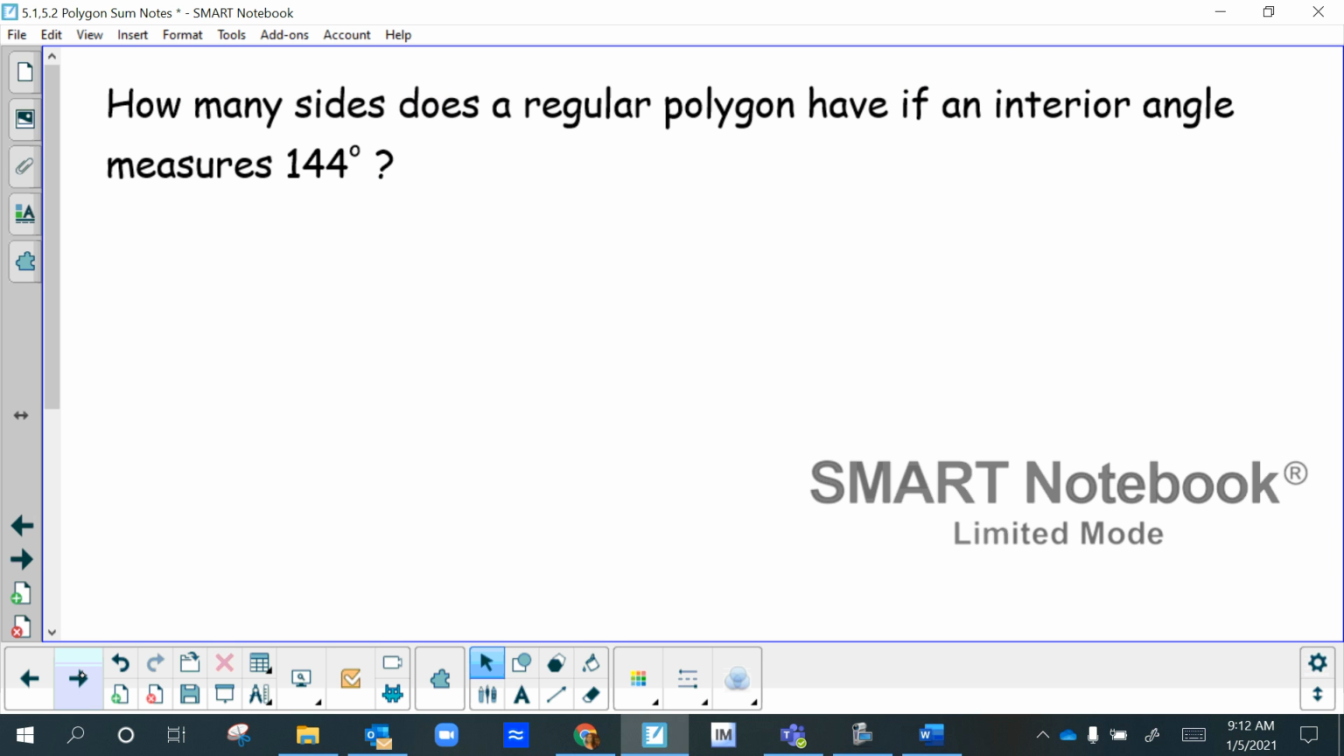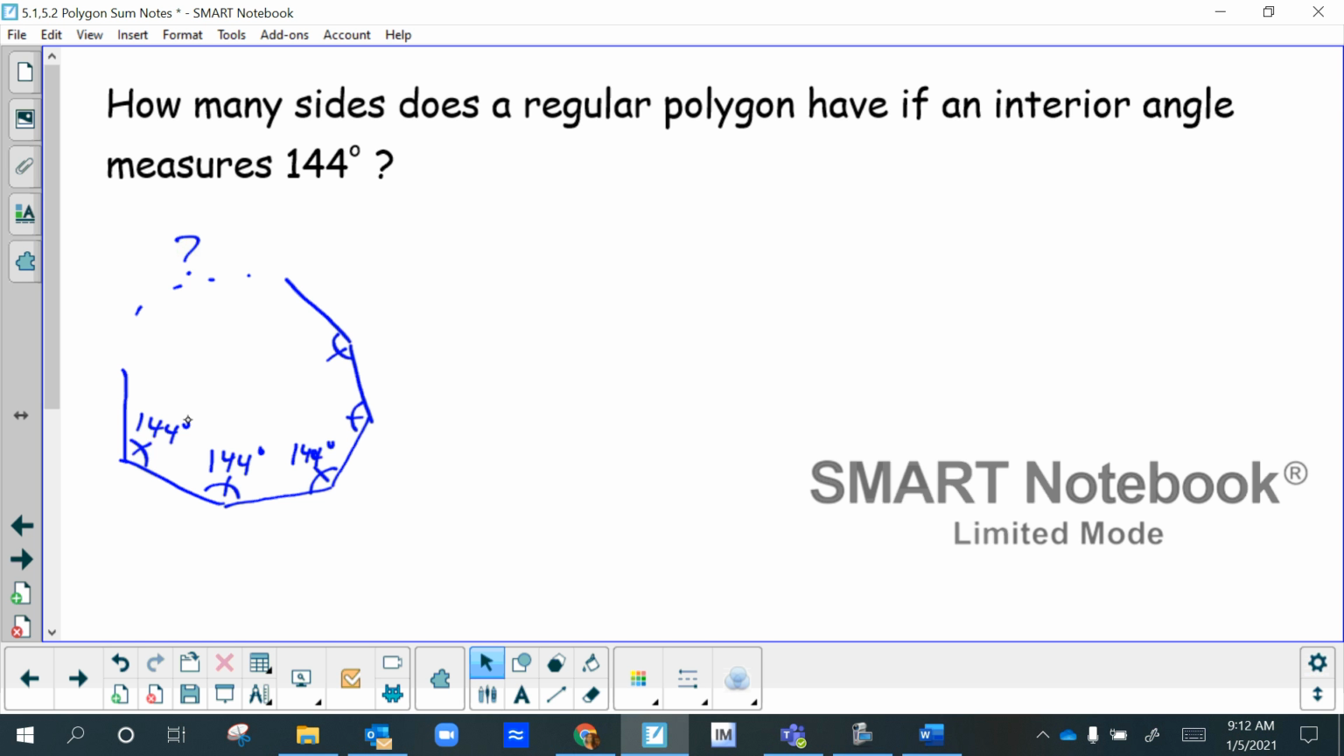All right, last problem for the day. It says, how many sides does a regular polygon have if an interior angle measures 144 degrees? Okay, so I have this polygon, so I'm going to start drawing it. I don't know how many sides it has, so I'm going to kind of put dot, dot, dot, and a question mark. Okay, it says an interior angle. Now remember, all of these are equal. Okay, so keep that in mind. They're all equal, and each one is 144 degrees. All of these are 144.